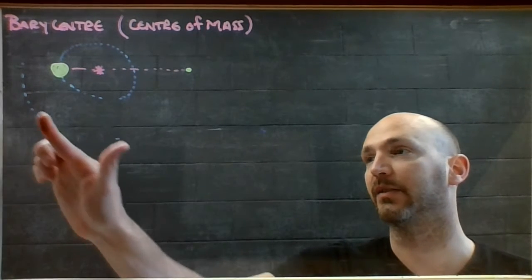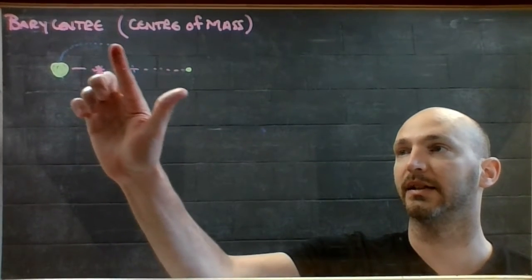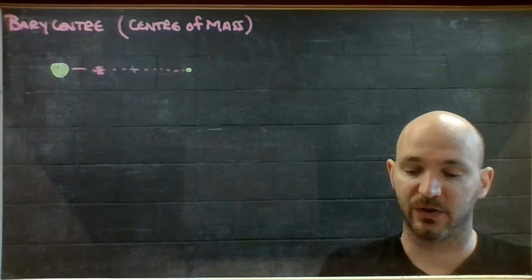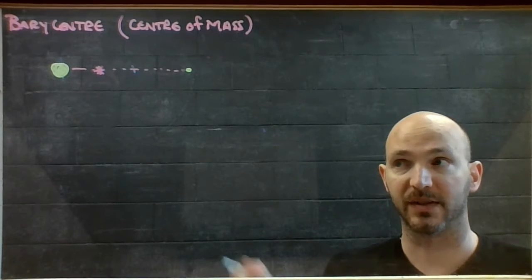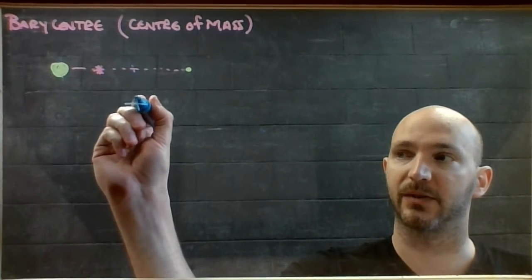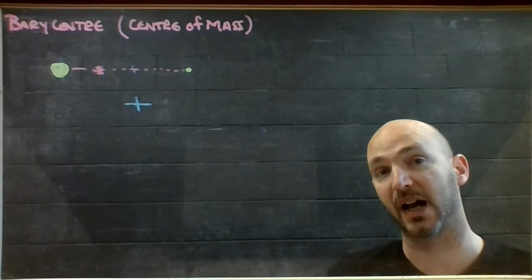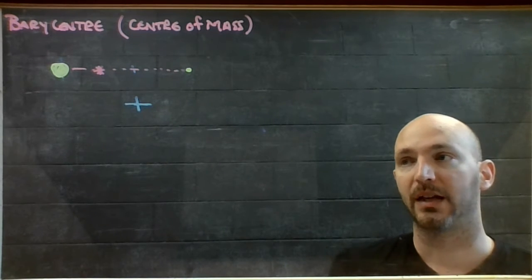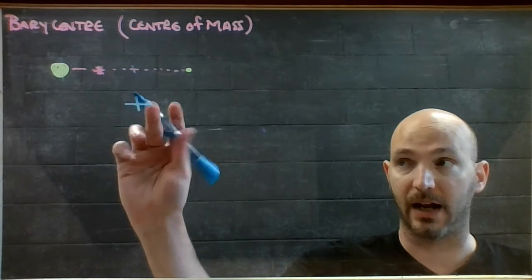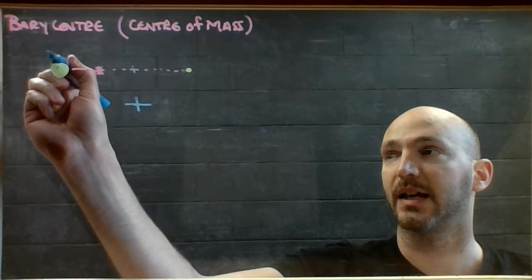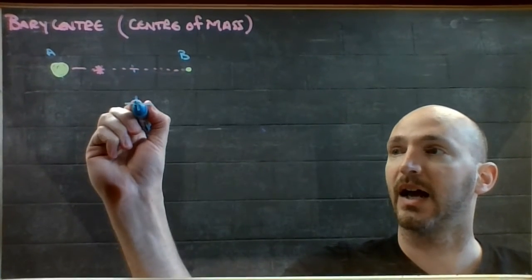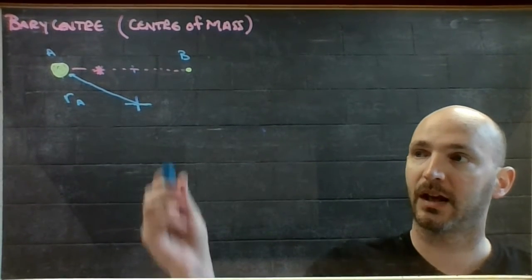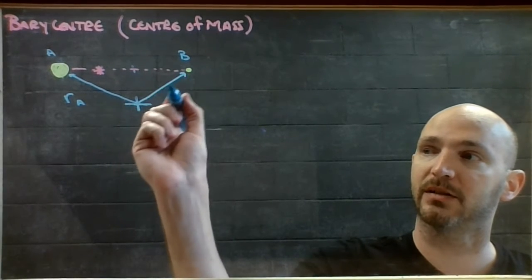So for now, if I can get rid of these little dotted blue lines here to make some room, the location of the barycenter requires you to establish an origin, some place that we can measure our vectors from, because this will require both the size of the masses and their location. So I'm going to have to do this with vectors. If I were to pick a random spot, like here perhaps, then, if this is object A and this is object B, I would have a vector that points to the location of object A, and I would have a vector that points to the location of object B.